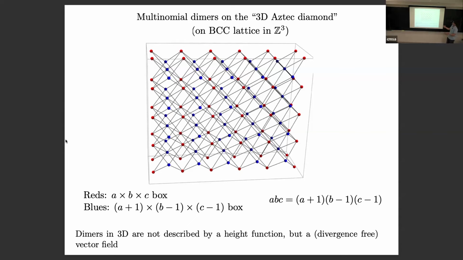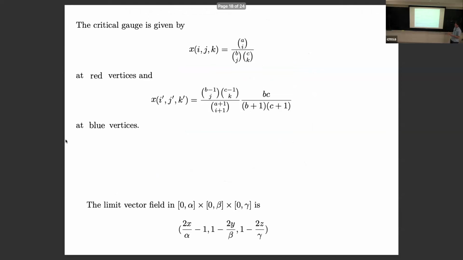So the amazing thing about this guy is that, again, there's an exact critical gauge, which is rational. And the critical gauge is given by, at red vertices, you just take this ratio of binomial coefficients, A choose I divided by B choose J, C choose K. And at the blue vertices, it's very similar, with B minus 1, C minus 1, A plus 1, times some constant. Again, very, very mysterious, we don't have a priori reason to expect that this phenomenon takes place, but it does.